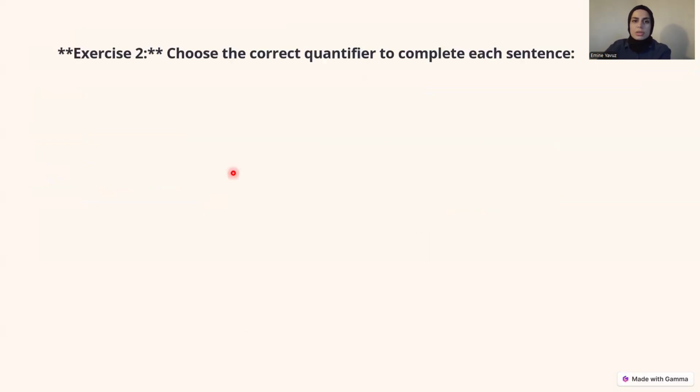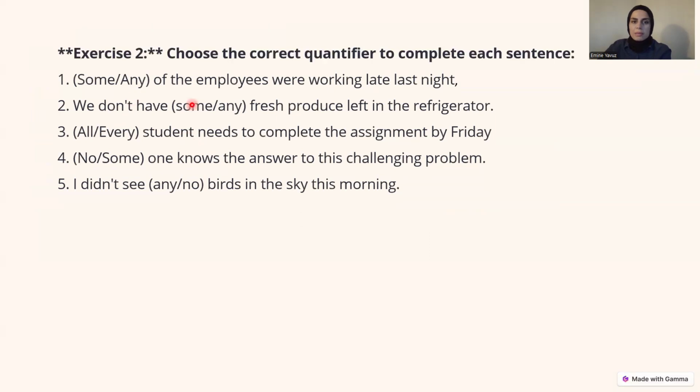Yes, choose the correct quantifier to complete the sentence. Some of the employees were working late at night. We don't have fresh produce left in the refrigerator. As it is a negative sentence, we need to use any. Students need to complete the assignment by Friday. We try to give the meaning of the whole student body, not just some of the students. All students, we can say.